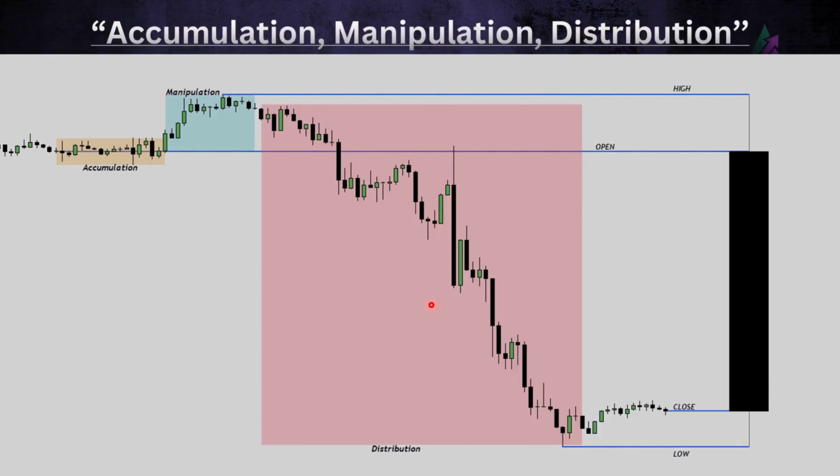Now, notice how the largest expansion happens after the manipulation and not during accumulation. And this is a sequence that helps you explain why early price action can be misleading and why waiting for clarity matters when framing bias.